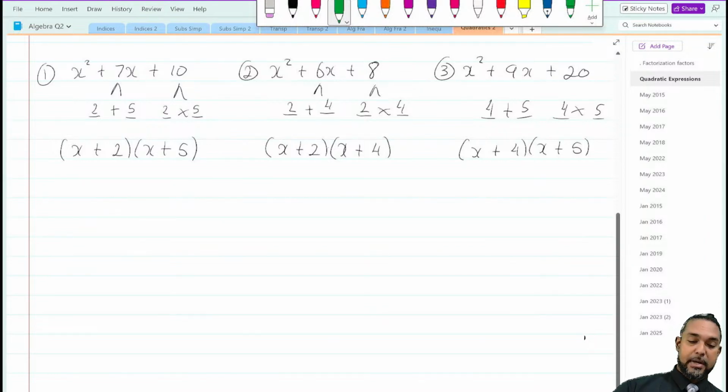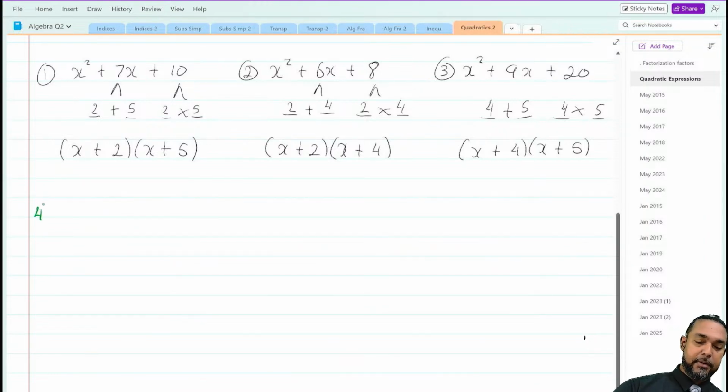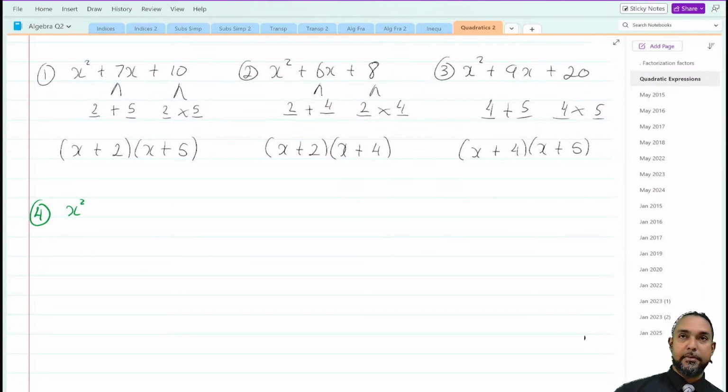So let's do a couple examples, right? So let's do number 4 here. Let's say we have x squared minus 7x plus 12.